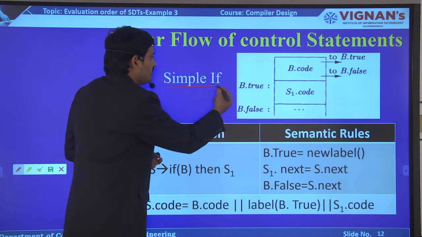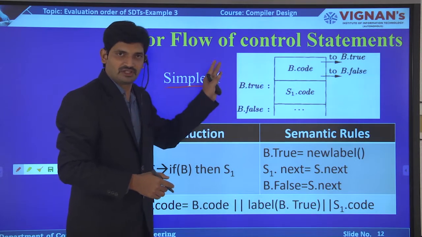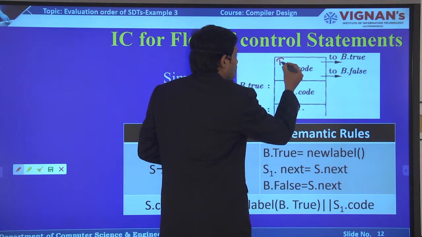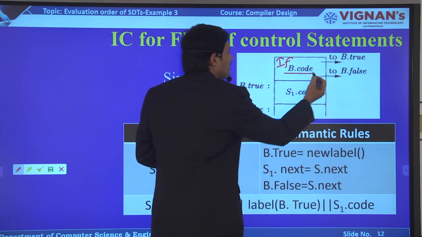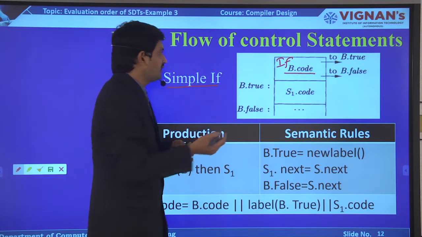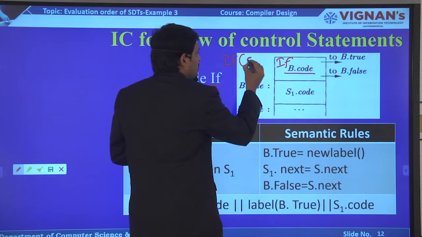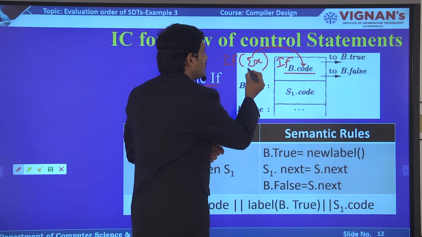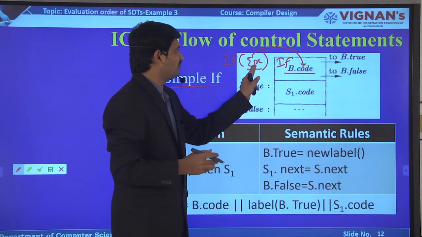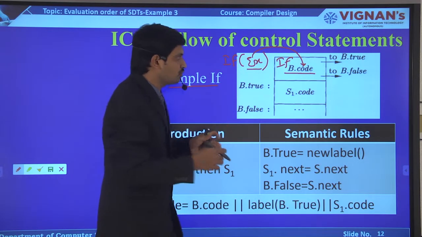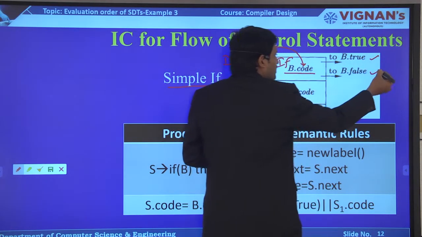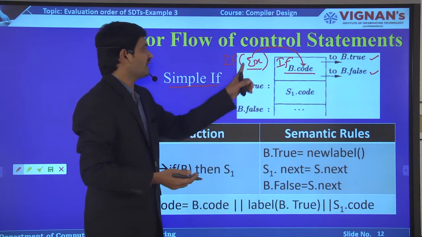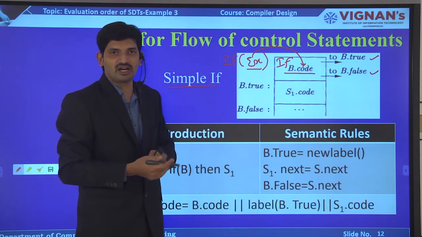This is simple if. This is the graphical representation of how the if statement is going to be executed. Here this is the if block. B dot code means some expression we are going to evaluate. Depending upon the result of this expression, after evaluation, we may have two paths. What are the two paths? The first one is true, the second one is false. If this condition is true, we are going to execute some statements. If the condition is false, we are going to execute some other statements.